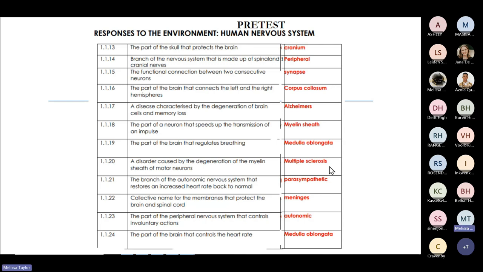Number 21 is parasympathetic. Number 22 is meninges. Number 23 is autonomic. And number 24 is medulla oblongata again.